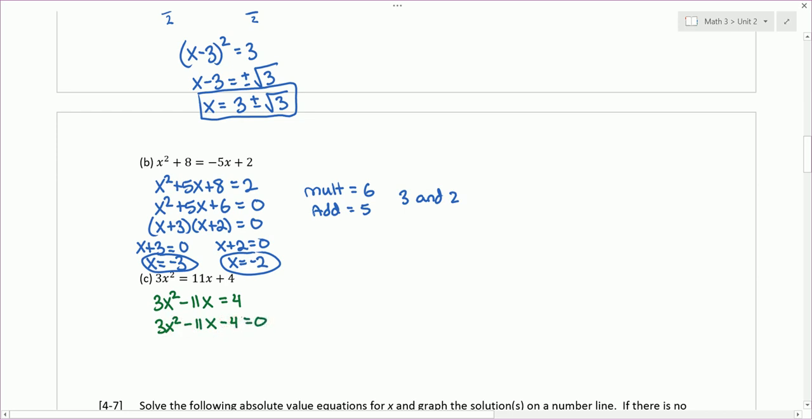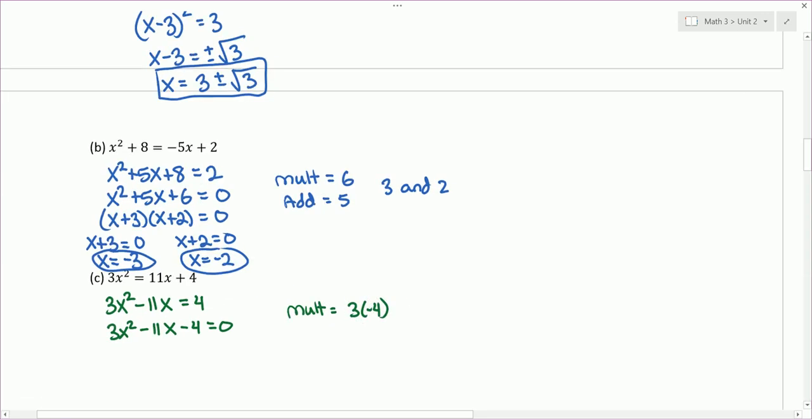Here I'm going to try to factor again. When I factor here, there's a little bit more involved. I'm looking for two numbers that multiply to 3 times negative 4. So we got the 3 from the leading coefficient and the negative 4 from the constant. We multiply the first times the last. 3 times negative 4 is negative 12.